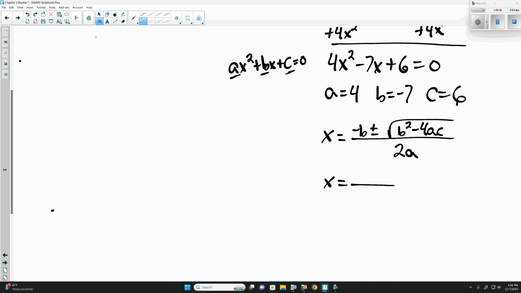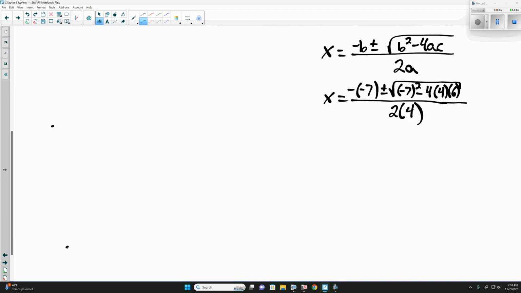So we have x is equal to negative b plus or minus the square root of b squared minus 4ac all over 2a. Now we're going to plug in our values. So our negative b would be negative 7 plus or minus the square root of negative 7 squared, minus 4 times a, 4 times 4 times c, which is 6, all over 2 times a, 2 times 4.